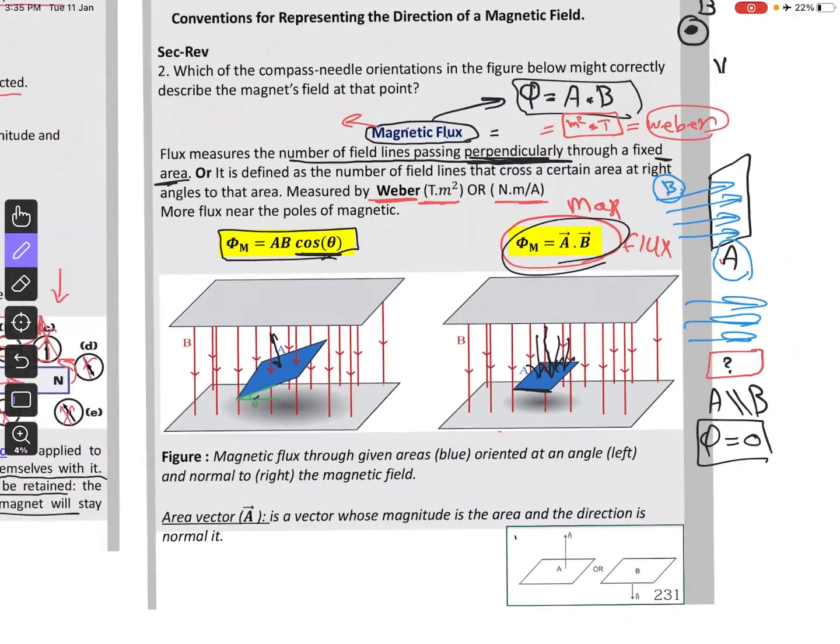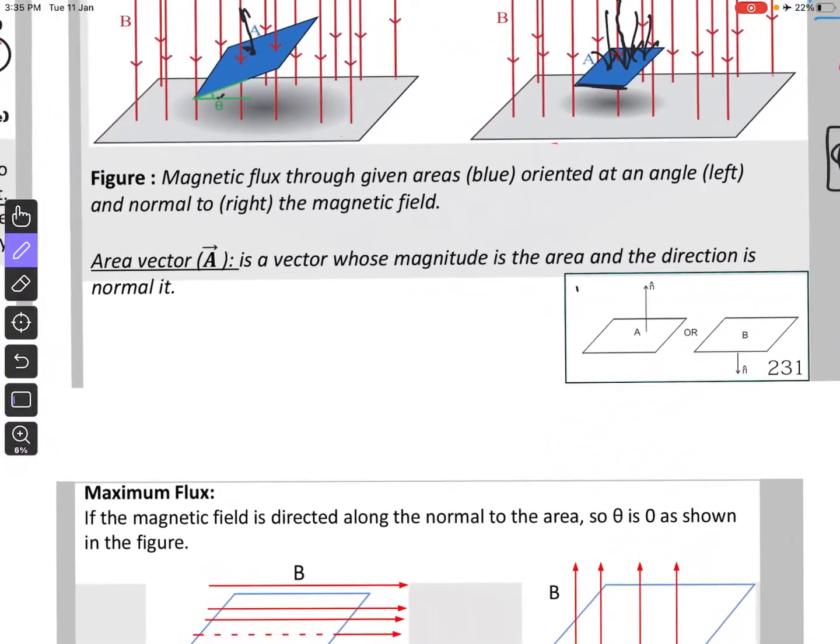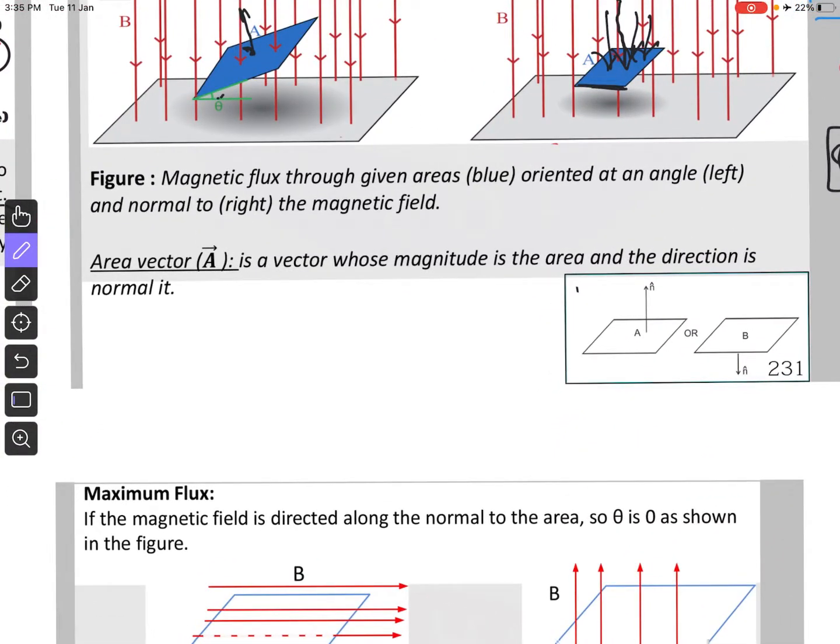Have a look at this example, dear friends. Vector area is a vector. The magnitude is the area, but the direction is always normal to it. Look at this one. That's going to be the area. Isn't it this black line? It is normal to that area? Yes. So that's going to be the normal area.